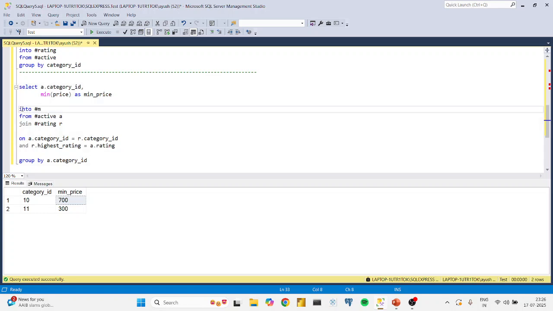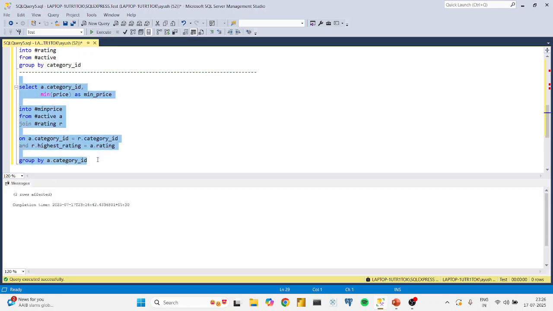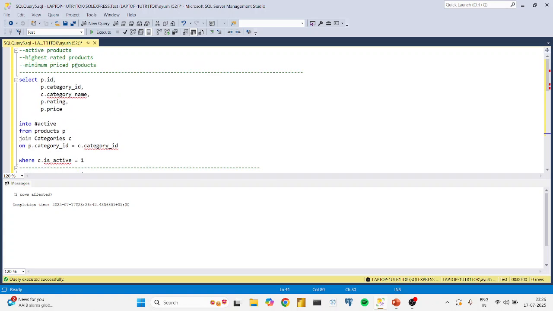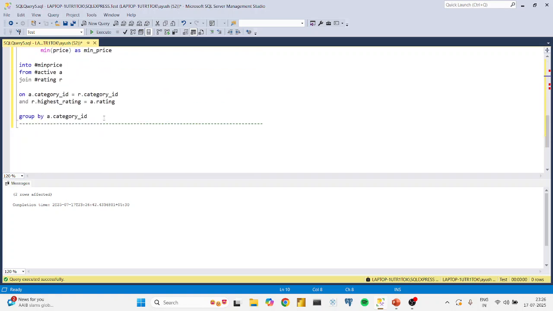temp table, into, let's say, minimum price. Okay, so now we have all of these tables created. So we have broken down active products, we have broken down the highest rated products, and among those we have broken down the minimum price products. So now what we are going to do, we are just going to join all of these tables and we are going to get our results.